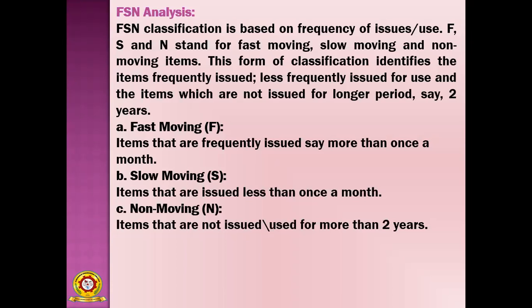So more than once a month is fast moving. Not more than once a month is slow moving. And non moving means items that are not issued or used for more than 2 years. Depending upon this, you have to maintain the stock. Fast moving items, you maintain high quantity; slow moving, moderate, medium level; and non moving, very low quantity. So this is called FSN analysis.